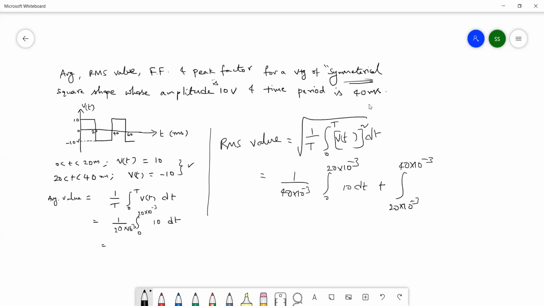And in between these 20 and 40, what is your interval? During that interval, what is the value of v of t? 0. Minus 10. Minus 10. Right. Very good. Square.